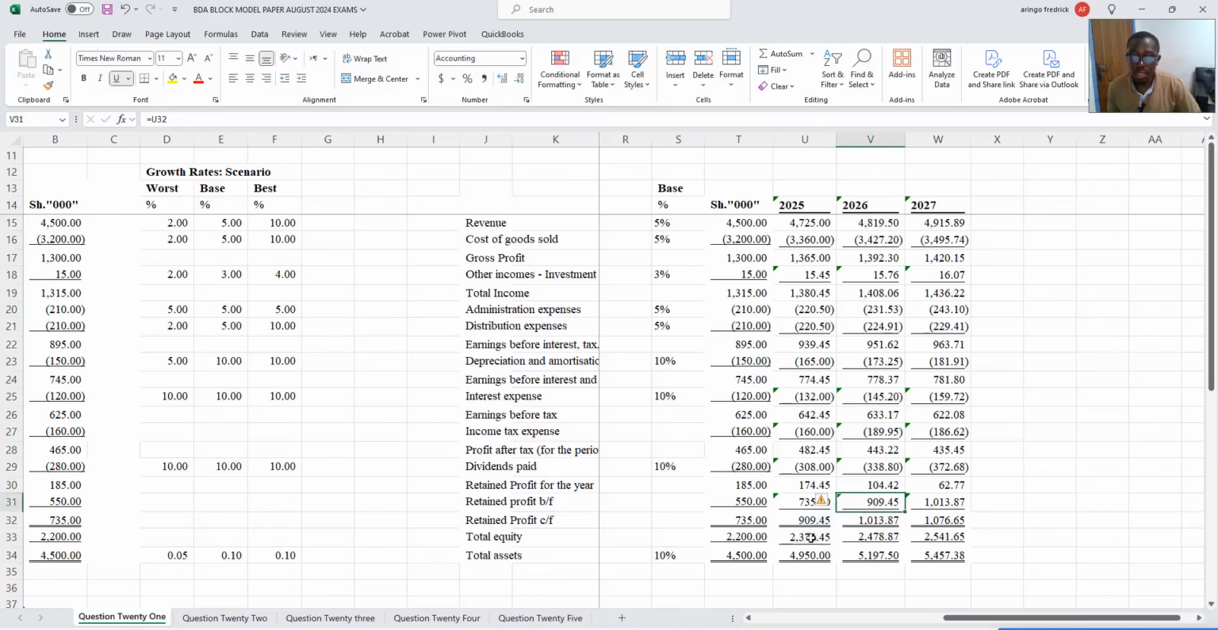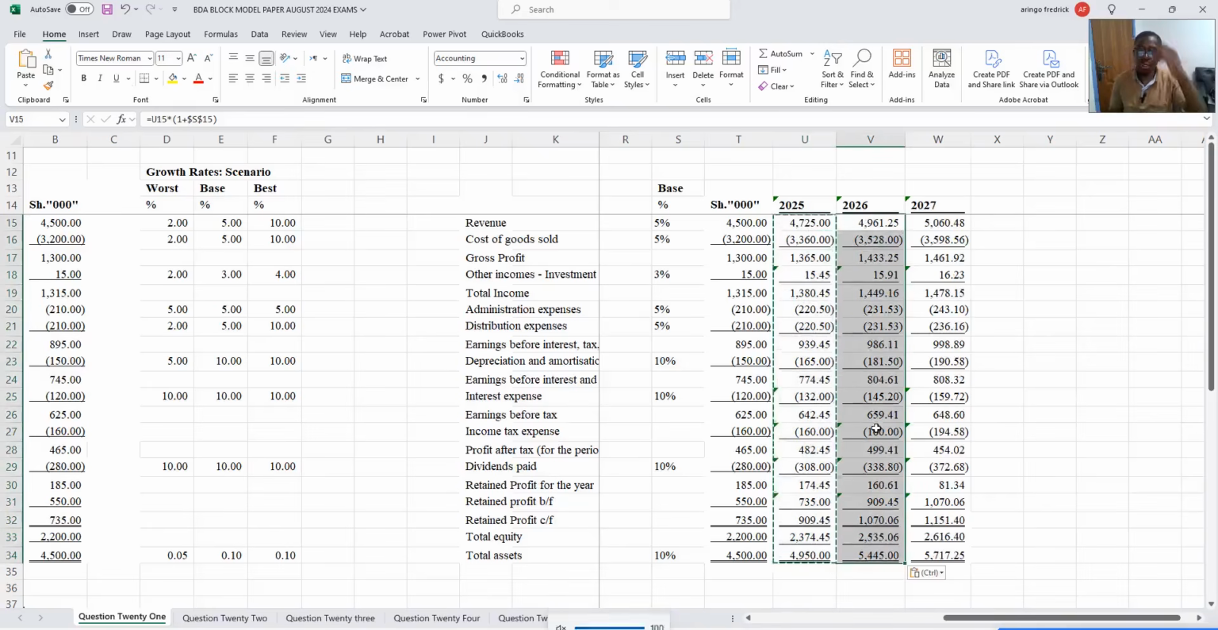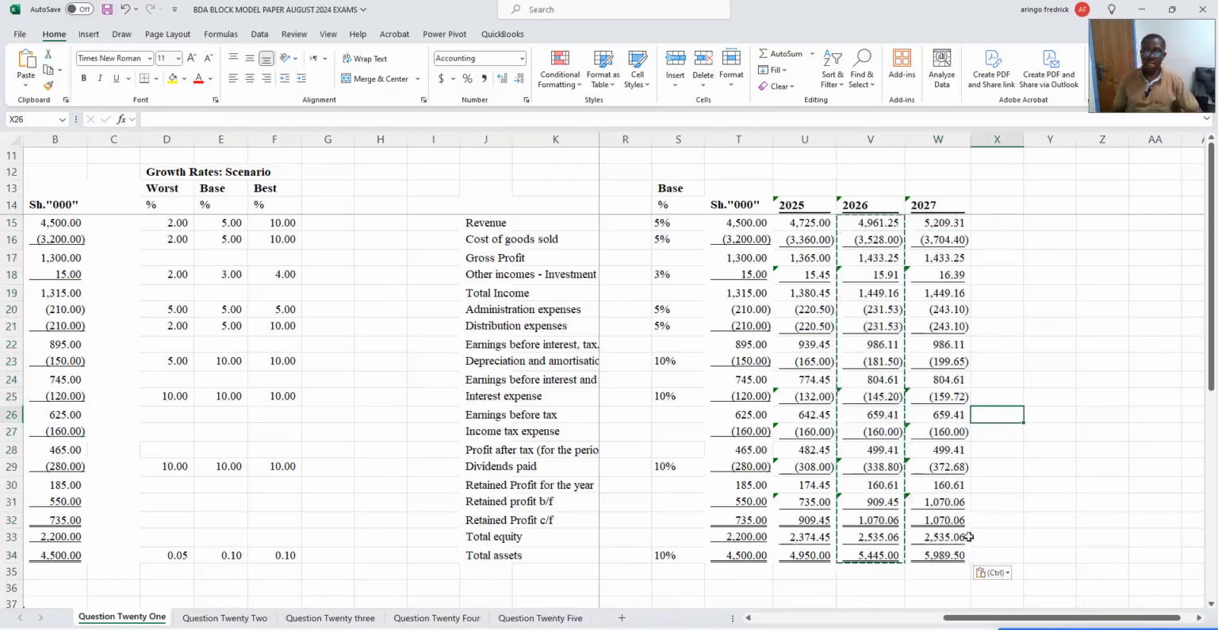Then the next thing that you're going to do, you just copy paste this in 2026. See, it will just pick automatically. Then at the same time, in 2026, I copy paste the data for 2026. I copy paste it in 2027. So that, at the end of the day, these are the results that we should be having for the base case scenario.